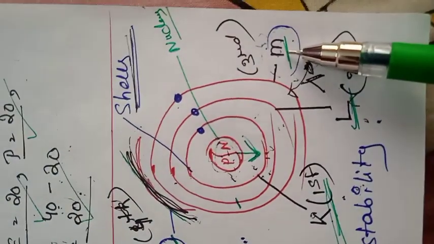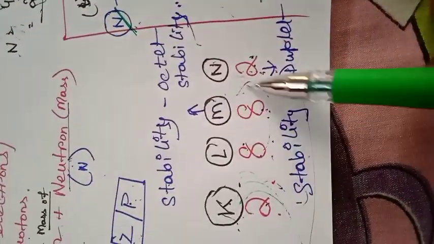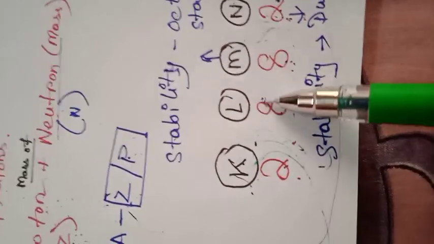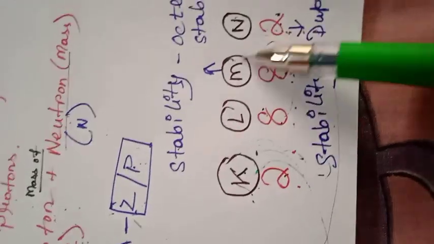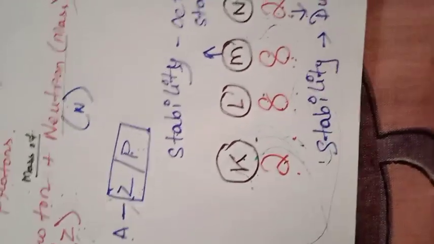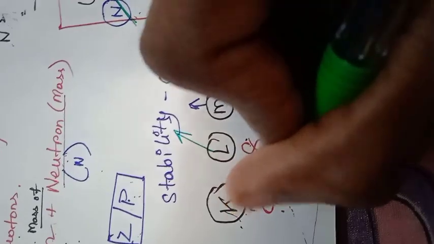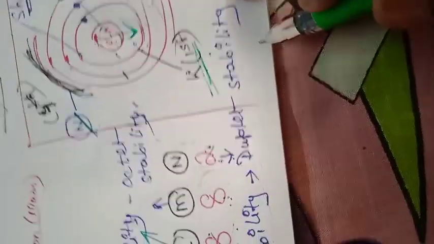Now, suppose my last shell was M. In case the last shell, that is my M, or even L, has 8 electrons, then it will become stable. That kind of stability is known as octet stability. And if there is only one shell or there are 4 shells, then the last shell will have only 2 electrons, and that kind of stability is known as duplet stability.